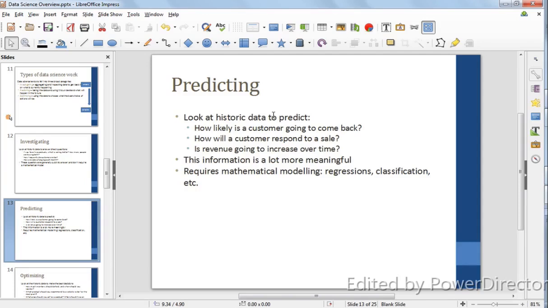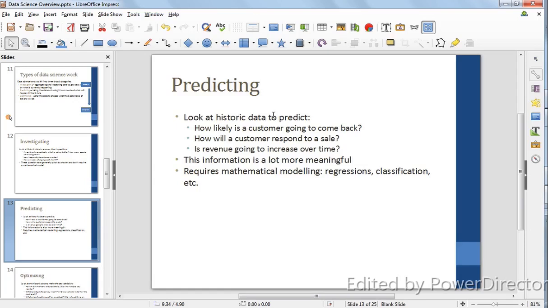How will a customer respond to a sale? You are doing some kind of campaign, or some kind of offer, or some kind of advertisement, and you predict whether the customer is going to accept that offer or not. So this is a prediction. You are telling that the customer will accept or will not accept the offer. The third example is, will revenue increase over time? The answer given by the model would be either no, the revenue will not increase, or yes, the revenue will increase. So you have different kinds of problems.